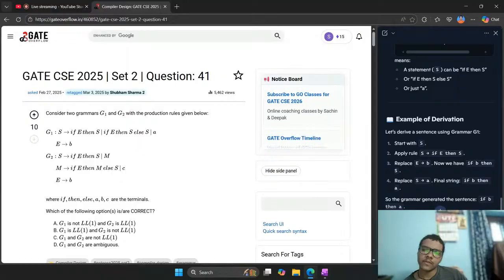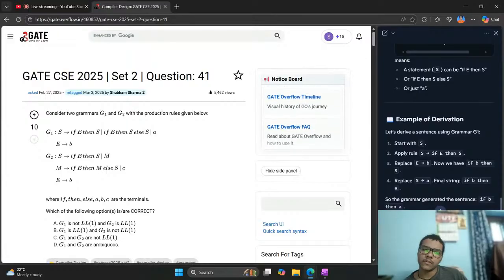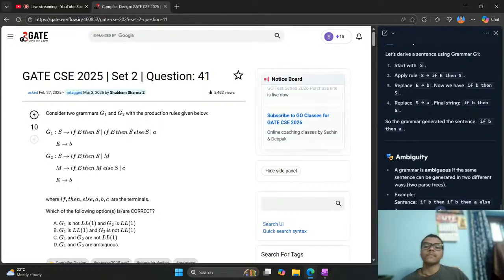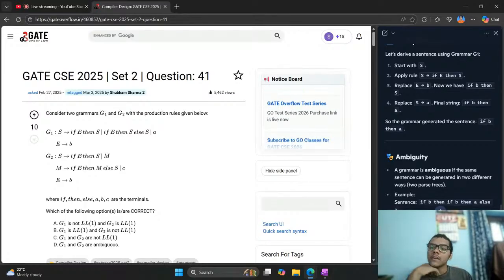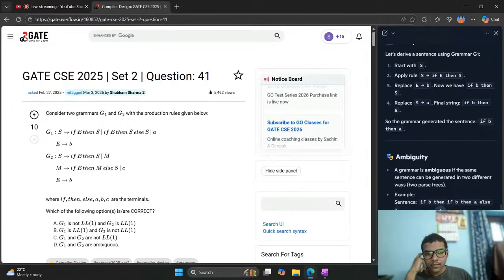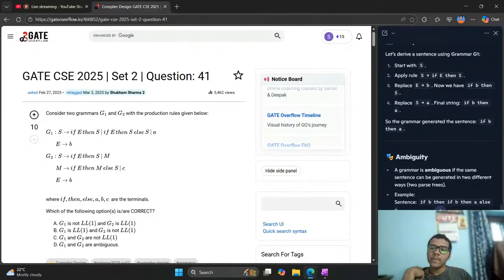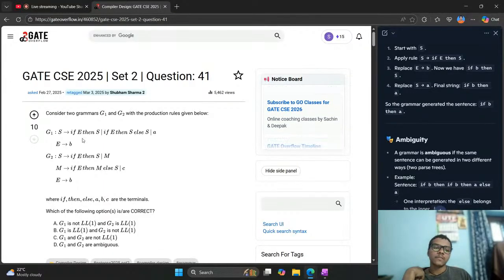To derive a sentence using the grammar, we start with S. Apply the rule S to if E then S. Replace E with B, giving if B then S. Replace S with A, giving if B then A. These are just placeholders, and you can put anything in there.